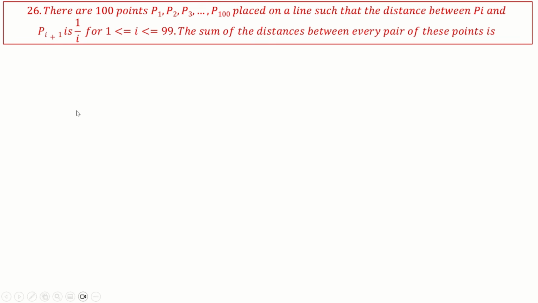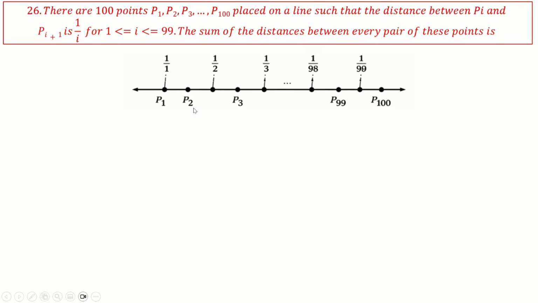There are 100 points P1 to P100 placed on a line such that the distance between Pi and Pi plus 1 is 1 by i, for i between 1 to 99. The sum of the distances between every pair of these points is... So if you draw a line, this is how it looks, P1 to P100. P1 to P2 is 1 by 1, P2 to P3 is 1 by 2, P3 to P4 is 1 by 3, and so on, P98 to P99 is 1 by 98, P99 to P100 is 1 by 99.